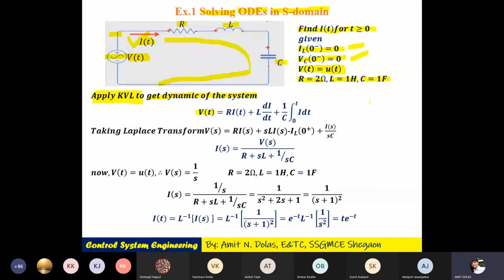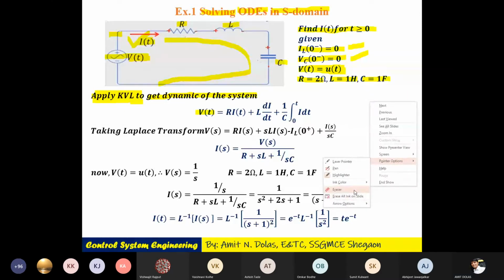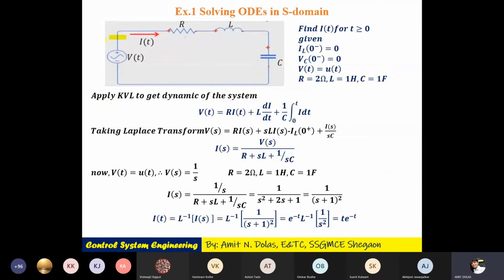How will we get this voltage? Let me erase the ink first. So how will we get this signal? v of t is the drop across resistance R, that will be i into R, that is nothing but R i of t. Drop across inductor L will be the derivative of the current, that is L into di by dt. And drop across capacitor C will be the integral of current with constant, 1 by C into integral from 0 to t of i dt. Now this is the ODE we have.